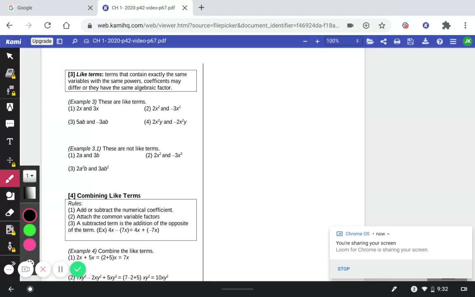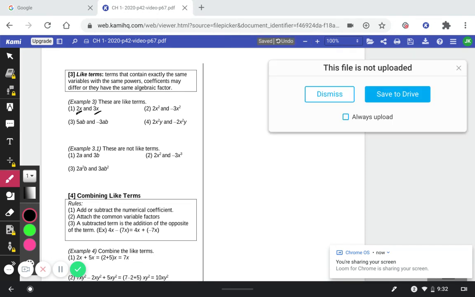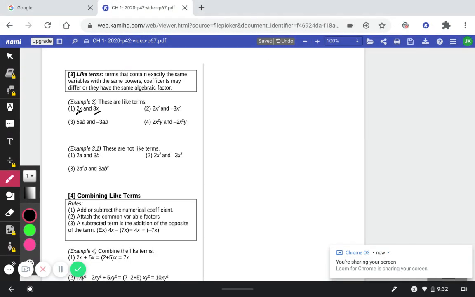Last video, we talked about terms. Now there is a new terminology called like terms. Like terms are terms that contain exactly the same variable with the same power. The coefficient may differ, or they have the same algebraic factors. So like terms means like 2x and 3x. The letters are exactly the same and the numbers are different. Then we call these two terms like terms.